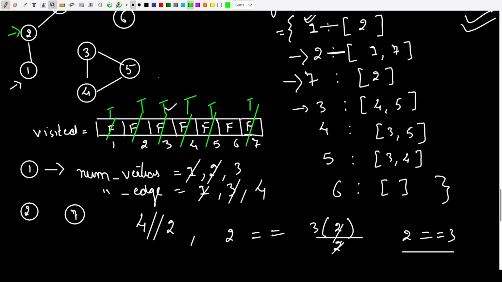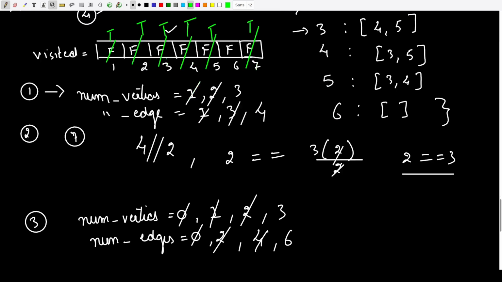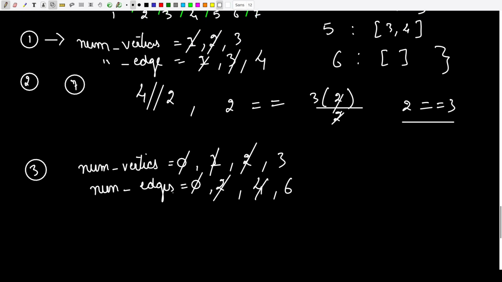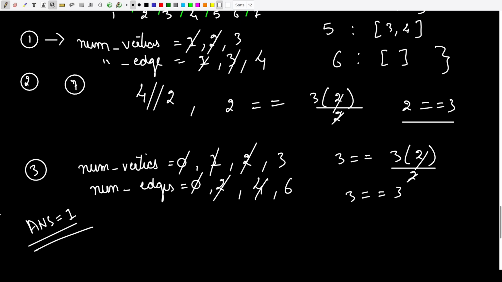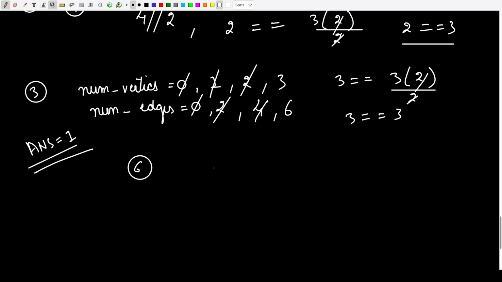After doing so, the second component got completed, and now let us evaluate the relationship between edges and vertices. The number of edges will be 6 by 2, which is equal to 3, and the number of vertices is 3 into 3 minus 1 by 2, which is also equal to 3. So here the relationship holds, because of which our answer will be increased by 1, and the answer will contain 1.